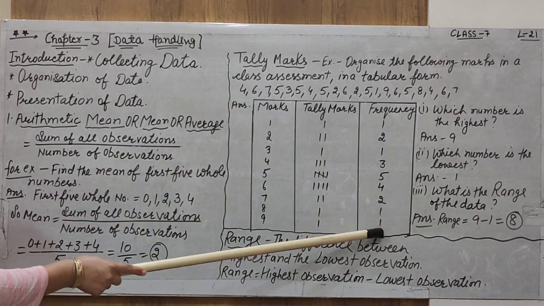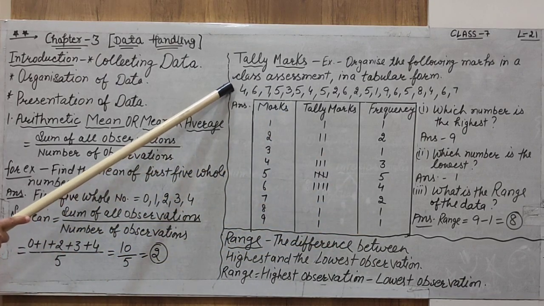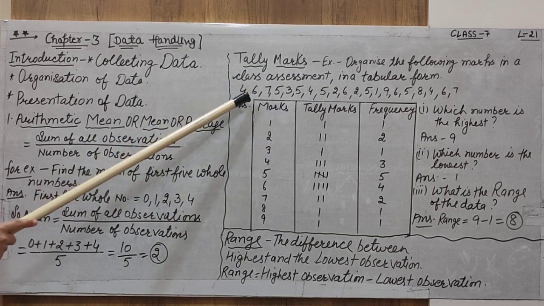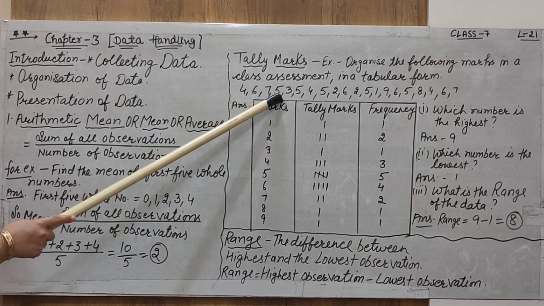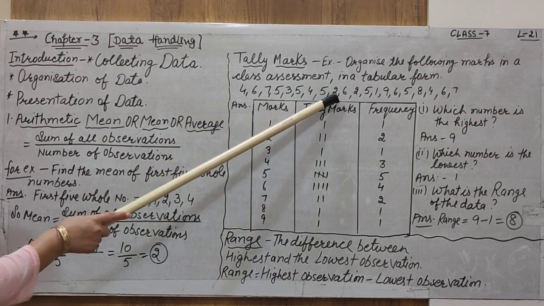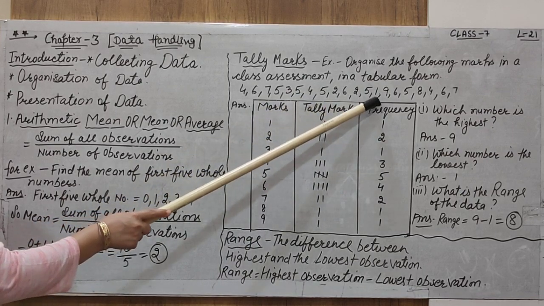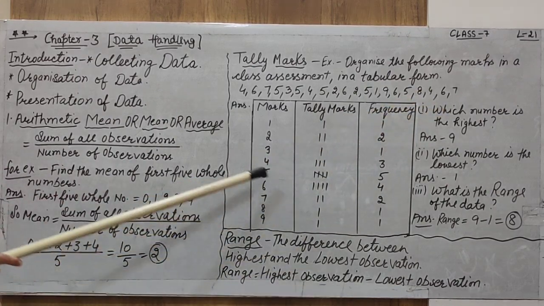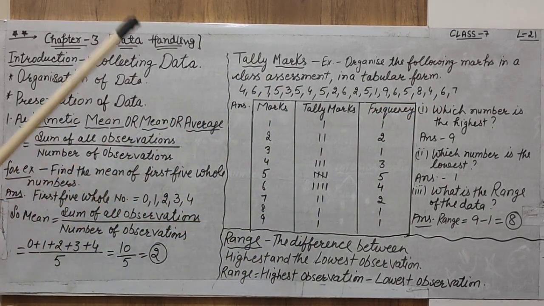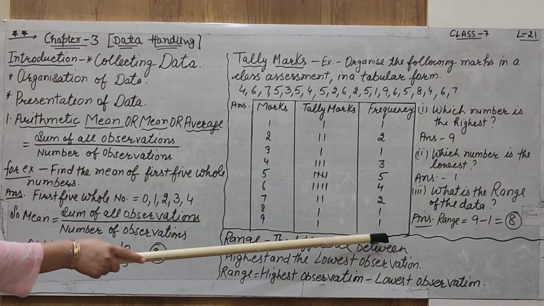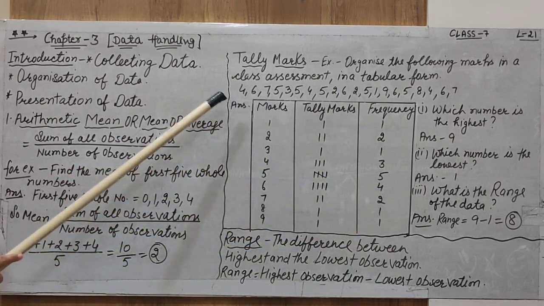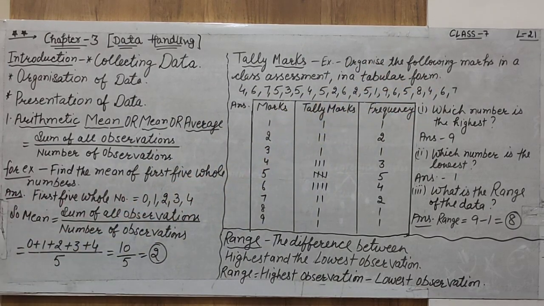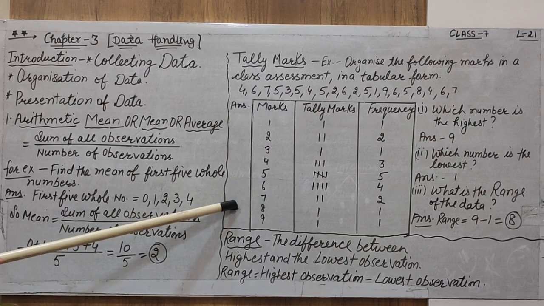The total frequency is equal to the number of observations used. You can count these numbers: 1, 2, 3, 4, 5, 6, 7, 8, 9, 10, 11, 12, 13, 14, 15, 16, 17, 18, 19, 20. To check that your observation is correct, add the total frequency. The total frequency addition is equal to the total numbers. Alright. So this is the table for the tally marks in the tabular form.